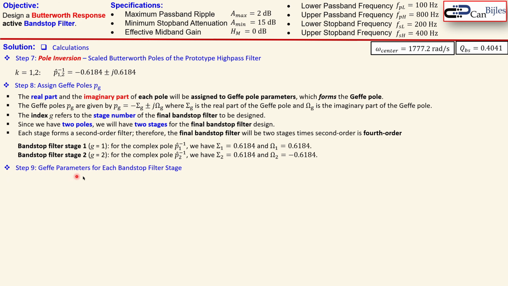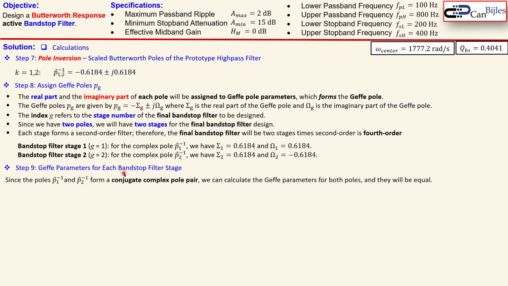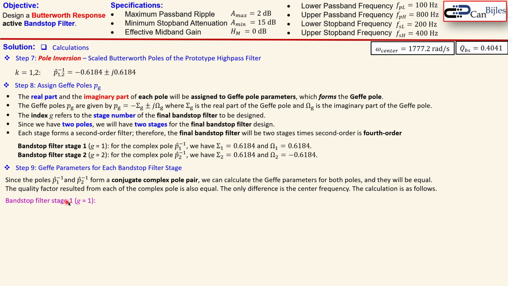Step 9 is the Geffe parameters for each band stop filter stage. Now, since the poles of P1 had inverse and also the other one form a complex conjugate pole pair, we can calculate the Geffe parameters for both poles, and they will be equal to each other. Now the quality factor will be then exactly the same. The only difference is really the center frequency. So we will see that now. The bandstop filter stage 1, so g is equal to 1. That is first this one.